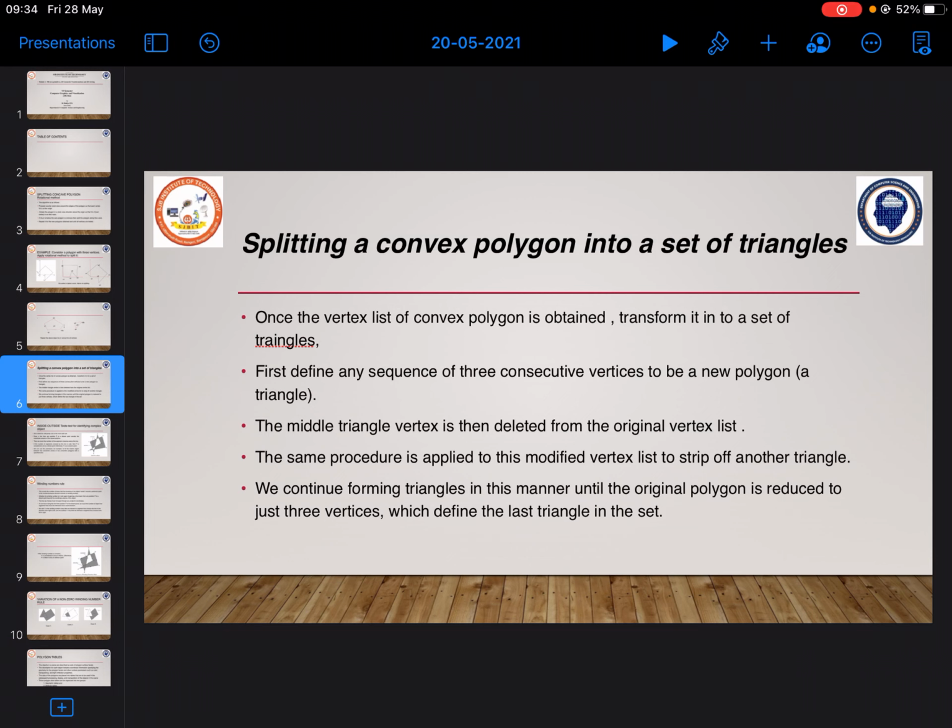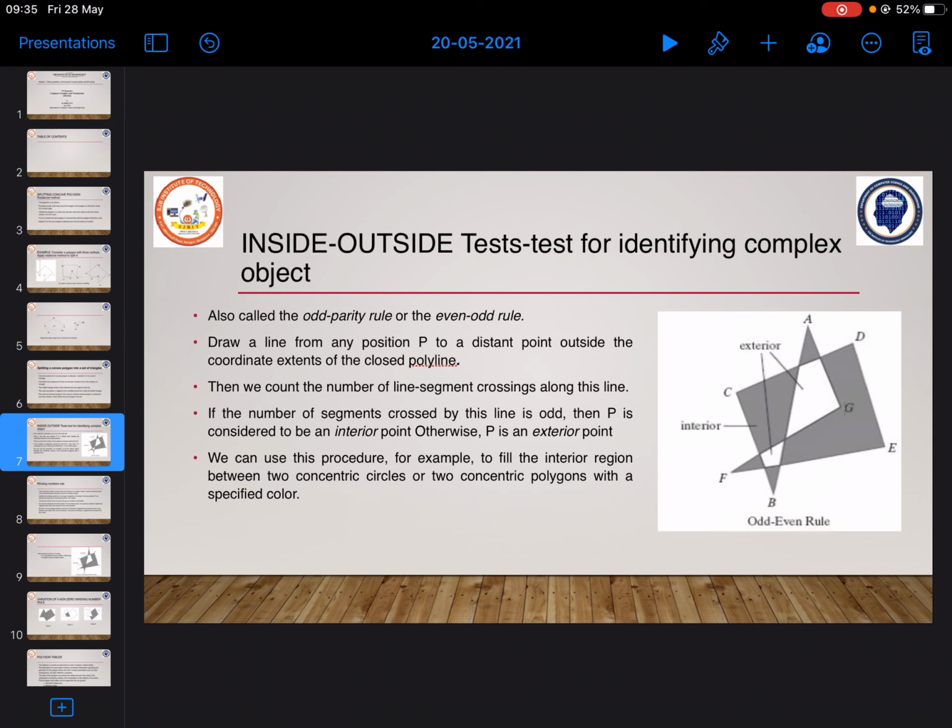Next is the topic of how to split a convex polygon into a set of triangles. Once the vertex list of a convex polygon is obtained, transform it into a set of triangles. First, define any sequence of 3 consecutive vertices to be a new polygon. The middle triangle vertex is then deleted from the original vertex list. The same procedure is applied to this modified vertex list to strip off another triangle. We continue forming triangles in this manner until the original polygon is reduced to just 3 vertices, which defines the last triangle in the set.